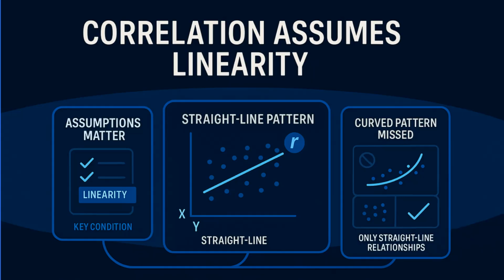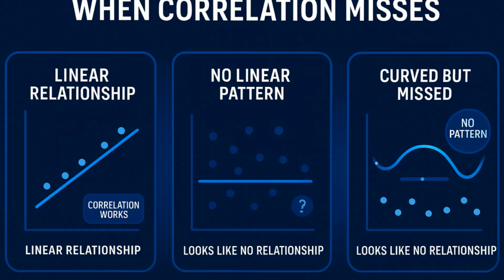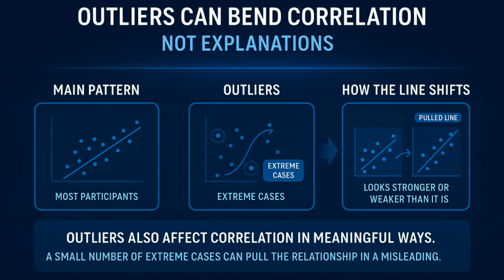Correlation relies on several assumptions that matter conceptually. The most important is linearity. Correlation can only detect straight-line relationships. If two variables are related in a curved or uneven way, correlation may underestimate or completely miss that relationship. In those cases, the data may show a real connection that correlation is simply not designed to capture. Outliers also affect correlation in meaningful ways.